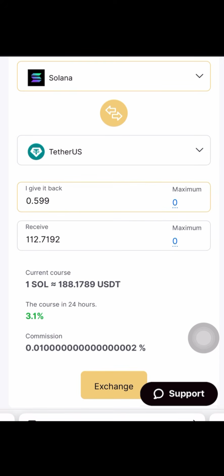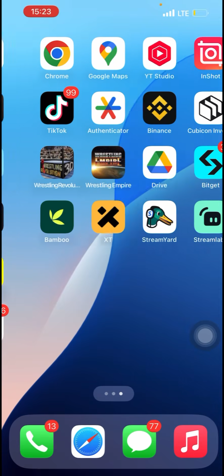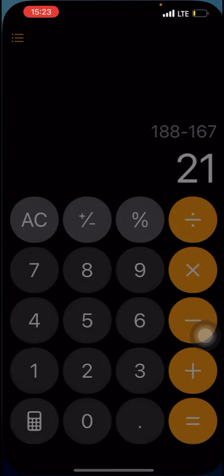It's still reading 12.719 right now. So the 12.719 is my profit right now. Then I'll deduct the 1.33 from it. So if I deduct 1.33, it means that I'll be making 11.4 USDT as my profit.